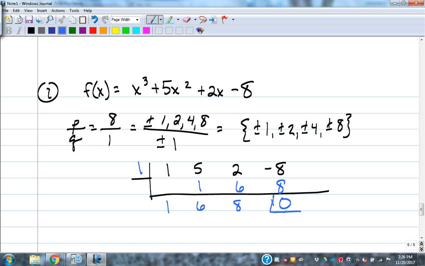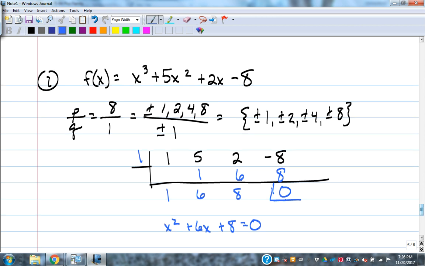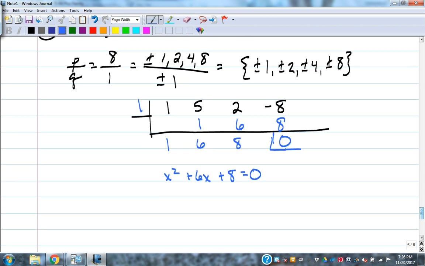Okay. We got a quadratic left because we started with x to the third. We did synthetic once. That breaks this down into x squared plus 6x plus 8. And I'm solving that. I can do the quadratic formula or I could factor. Quadratic formula works every time. Factoring doesn't always work. It would work with this one. We'll go ahead and do it with the quadratic formula.